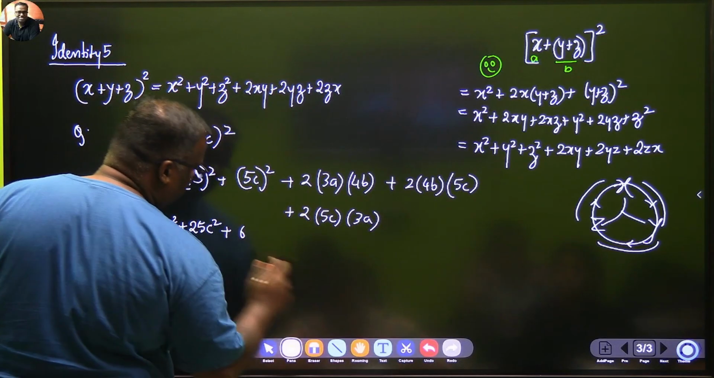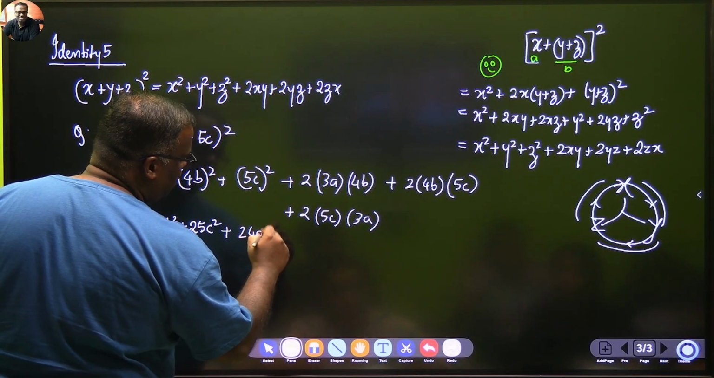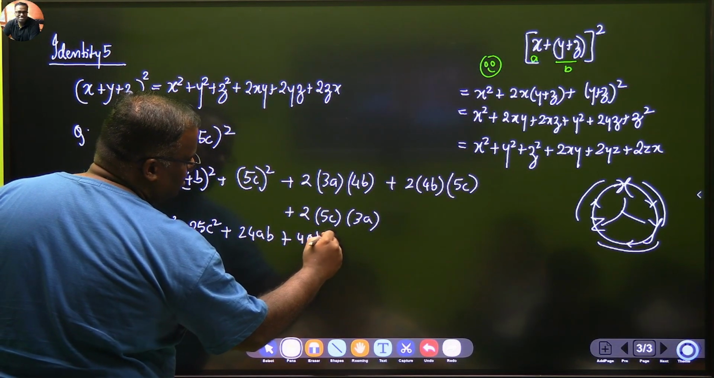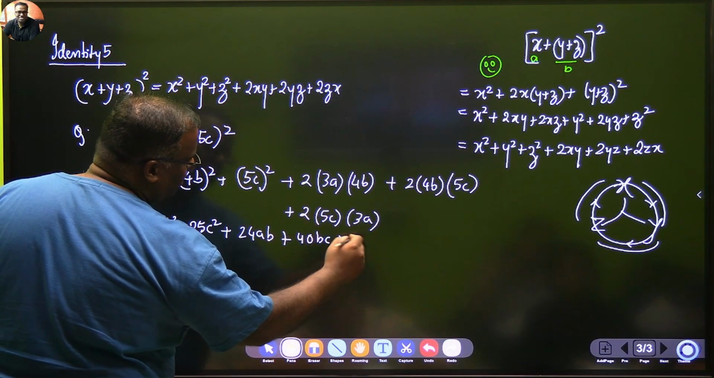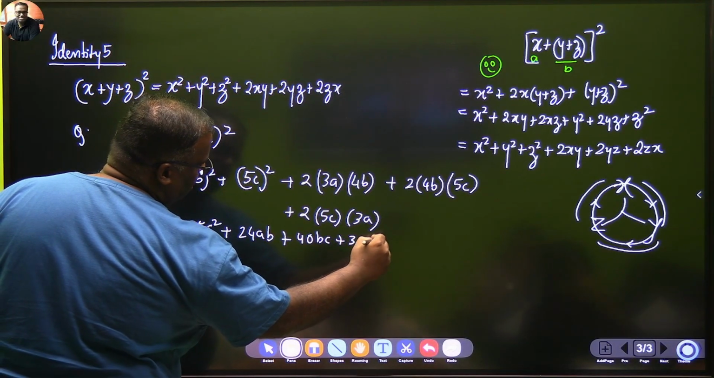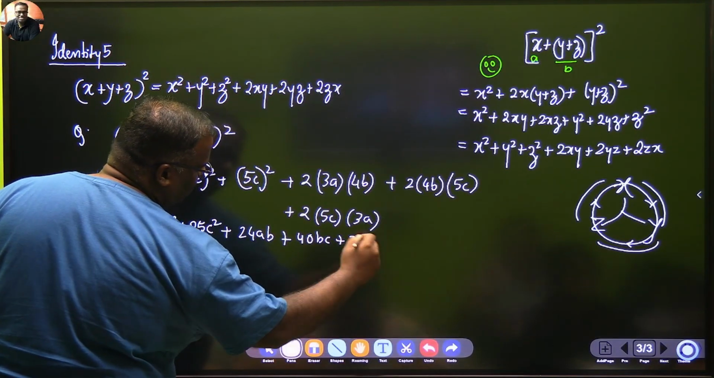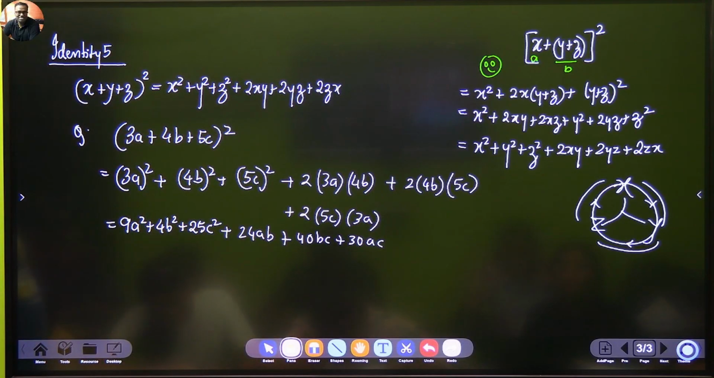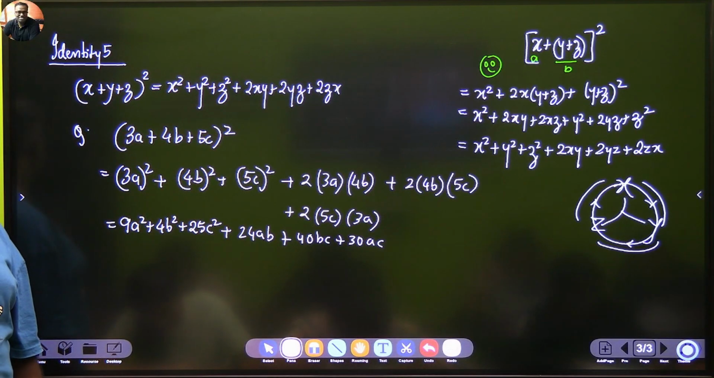What are you writing? 6, then 24ab. And 2, 4, 8, 5, 40BC. And then 2, 5, 10, 3, 30CA, or YC, as you want to write in alphabetical order. A problem is solved. You don't go further than this. Have you understood? Yes.